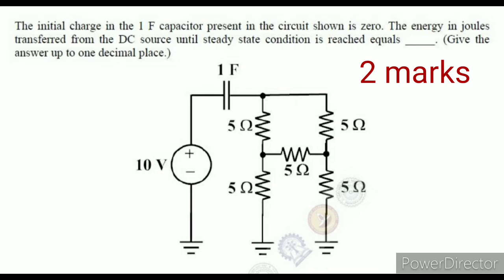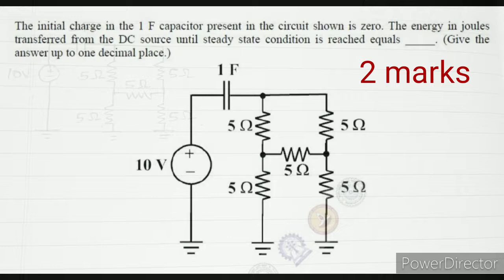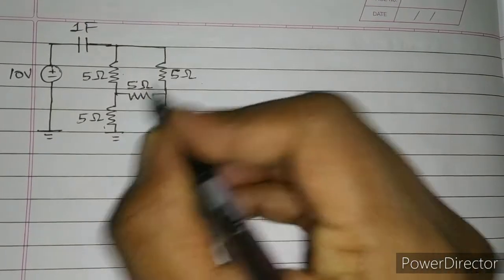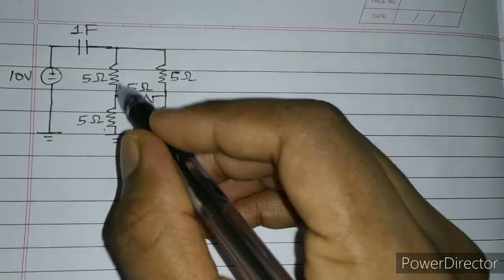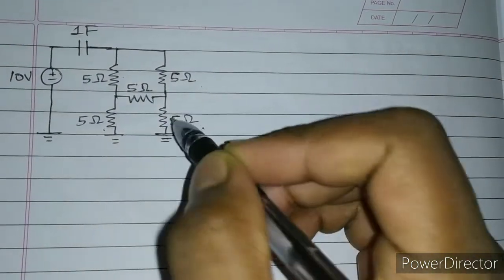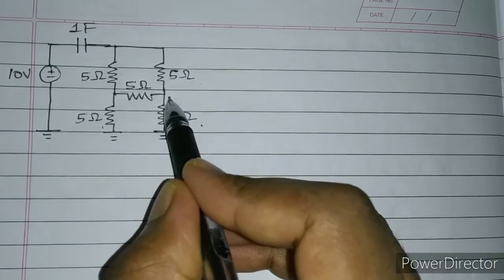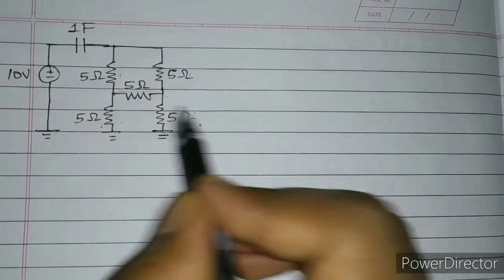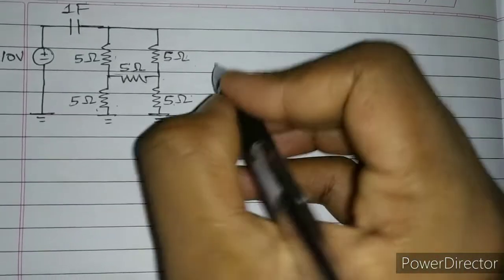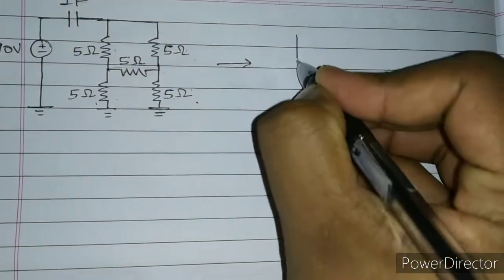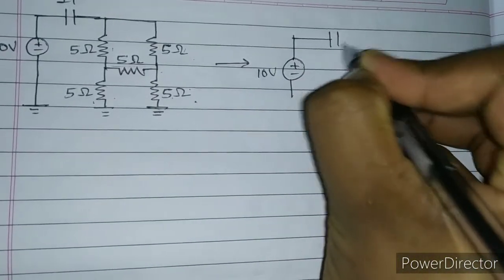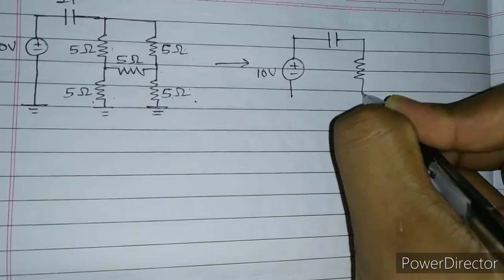In this question we have to find out the energy transferred from the DC source. This is a Wheatstone bridge and the ratio of these two resistors is equal to the ratio of these two resistors, and hence the bridge is balanced and no current flows from here. Now this and this is 10, this and this is also 10, so their parallel equivalent will be 5 ohms. So the circuit modifies to a 10 volt source, 1 farad capacitor and 5 ohm resistor.